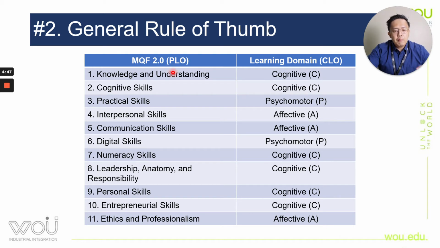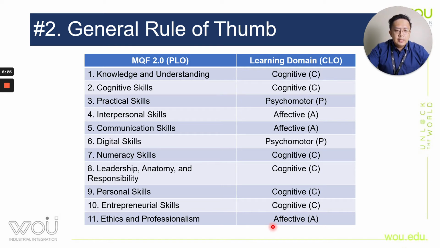So you can predetermine, for each of the MQF 2.0 clusters of learning, what category of learning domain you want to categorize it under. For example, I give you a set of examples here. The first cluster of learning, knowledge and understanding, I set as cognitive level. Similarly, for cognitive scale, I set cognitive level. Practical scale, I set as psychomotor level. And subsequently, interpersonal scale, I set as affective. Communication scale, I set as affective. And subsequently, you have the psychomotor and then, until the affective for the last one, ethic of professionalism.